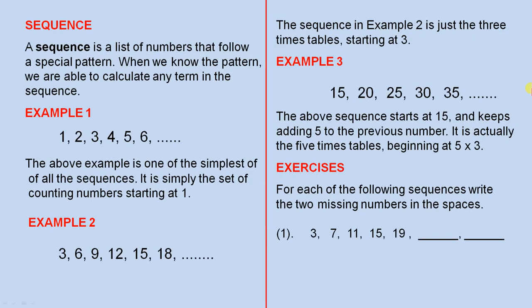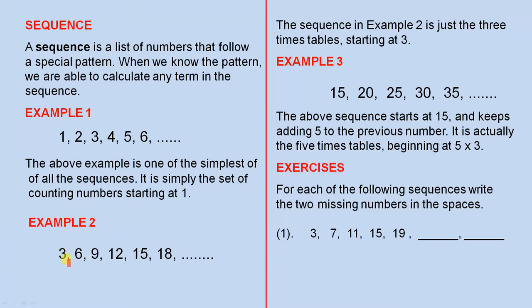Sequence. A sequence is a list of numbers that follow a special pattern. When we know the pattern, we are able to calculate any term in the sequence. Example 1: 1, 2, 3, 4, 5, 6. The above example is one of the simplest of all the sequences. It is simply the set of counting numbers starting at 1.